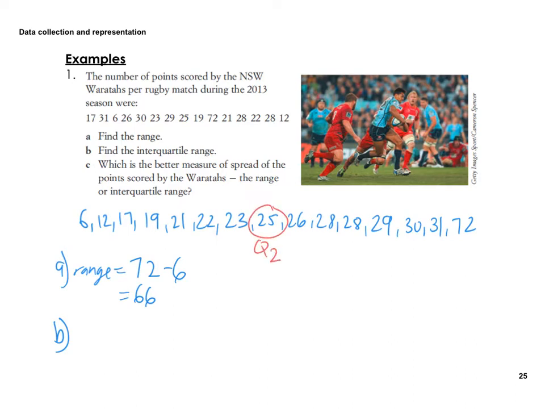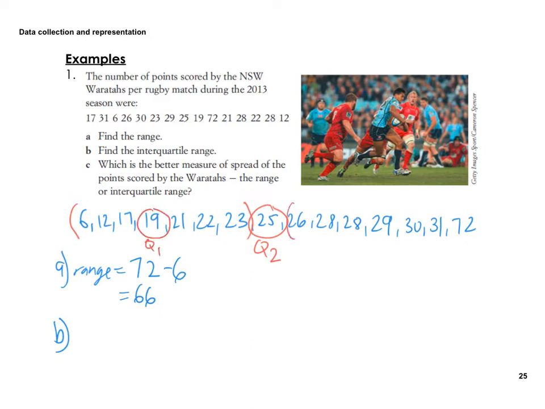And just in case you've forgotten why I know this is my middle score, there are 15 terms. 15 is an odd number, so 15 divided by 2 is 7.5, but round up to 8 because 15 is odd. Now my lower quartile, I've got to find the middle of that. So in here we have 1, 2, 3, 4, 5, 6, 7 terms. Middle would be the 4th term because, again, 7 is odd. So my 4th term is 19, so that's going to be Q1.